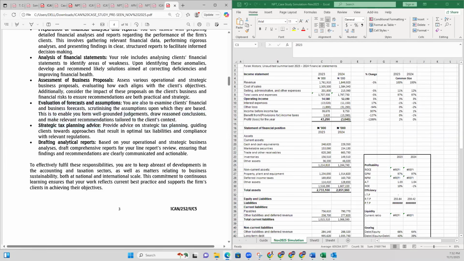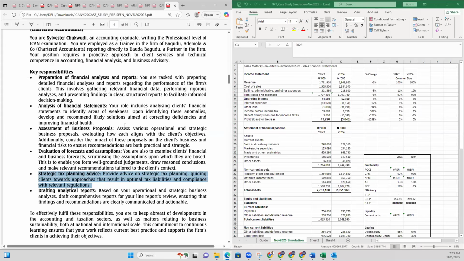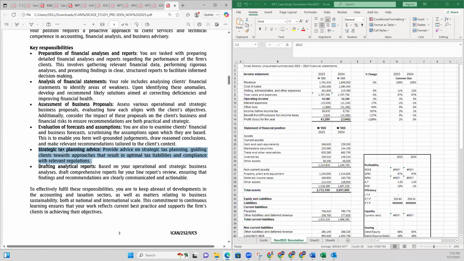Okay, and then the next one says strategic tax planning and advice. Guys, provide advice on strategic tax planning, guiding clients towards an approach that results in optimal tax liability and compliance with relevant regulations. I remember the last two diets, they first introduced this JD. We thought they were going to really examine tax liability, but there were other pressing things in that JD that they chose to examine. In this particular diet now, considering the sector that we are seeing to be examined, this might be something we need to pay attention to.